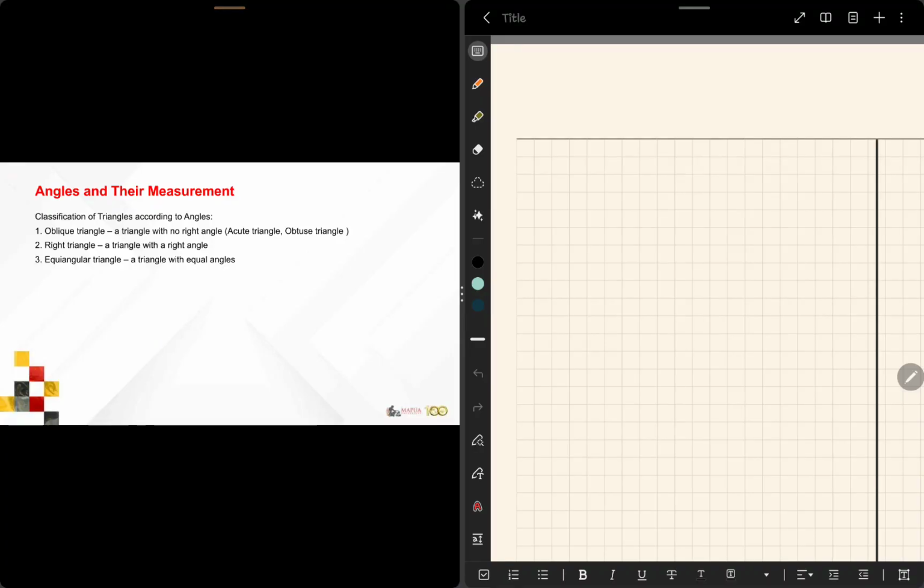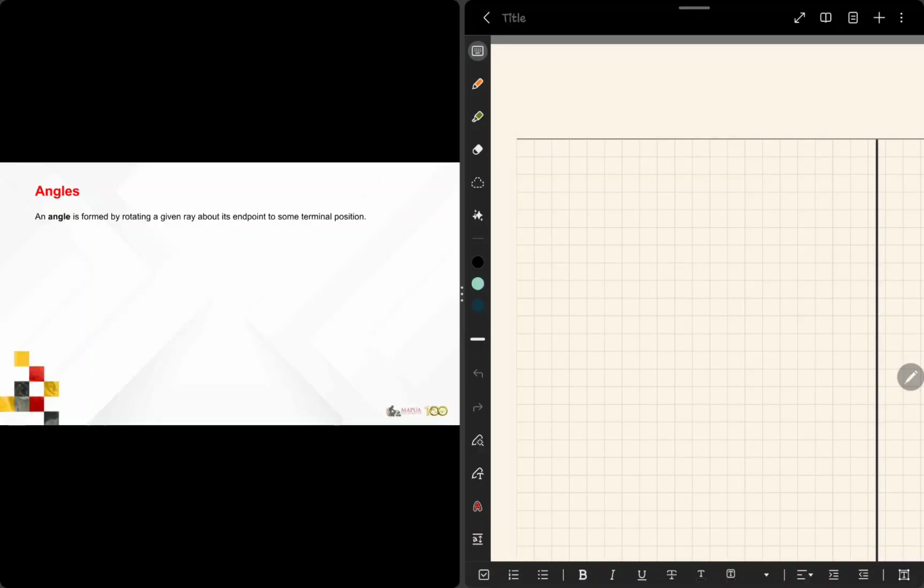Classification of triangles according to angles. We have the oblique triangle, a triangle with no right angle. It is either an acute or obtuse triangle. A right triangle is a triangle with a right angle, and an equiangular triangle is a triangle with equal angles. A scalene triangle is a triangle with no two sides equal. An isosceles triangle is a triangle with two sides equal, while an equilateral triangle is a triangle with three equal sides.